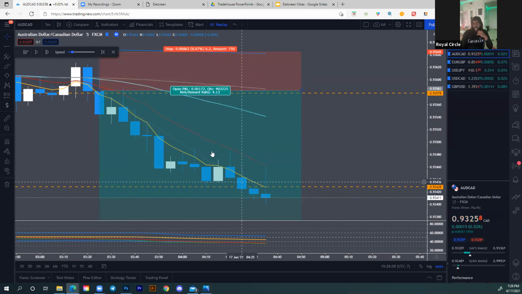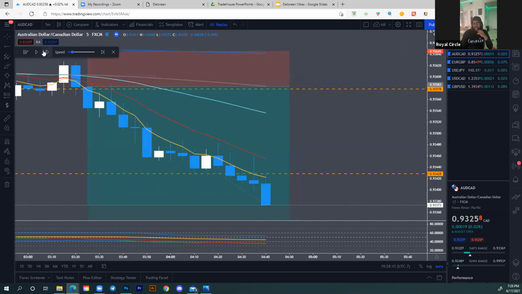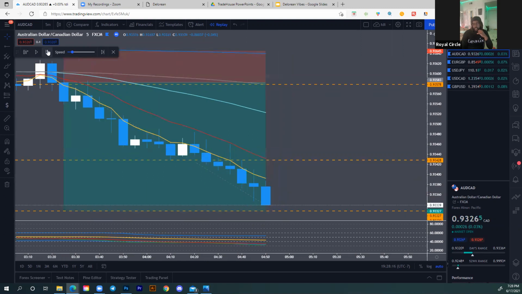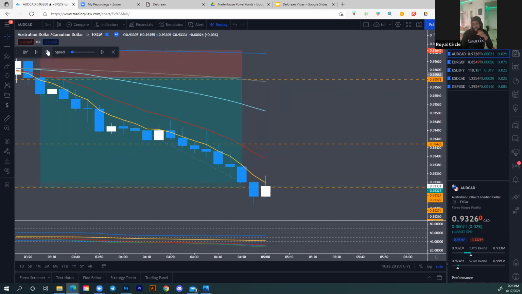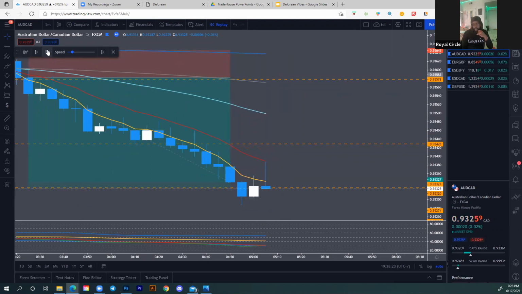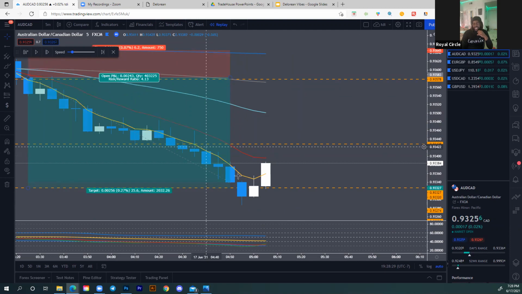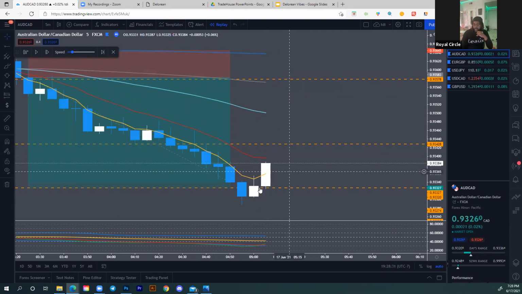Cleared again, cleared again, cleared again. Didn't touch the yellow. Cleared again. This is your first loss. This is your second loss, actually, right?